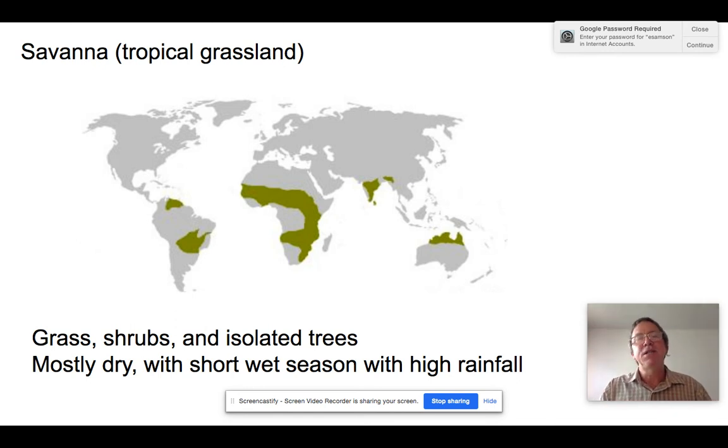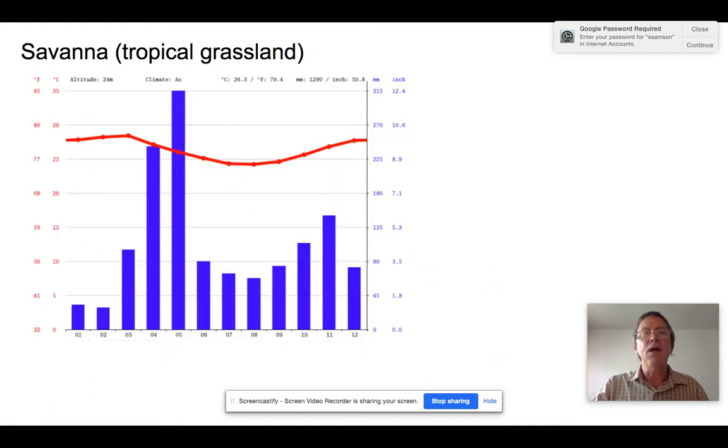Savanna, which is basically another word for tropical grassland. When you think of Africa, when you think of the Lion King, you're thinking of tropical grasslands, and these are very much like grasslands. With one difference: because they have one very intense period of time where there's a lot of rain, you do get some trees growing. The other thing is they don't tend to have the cold winter.